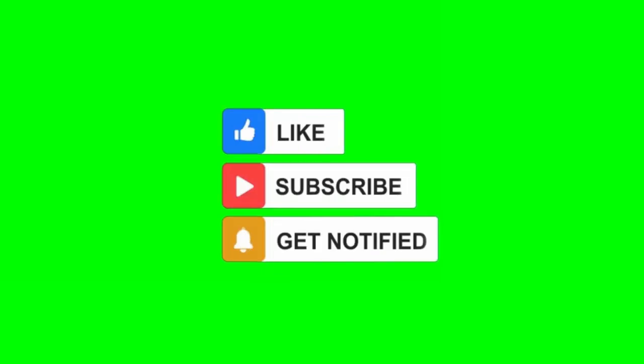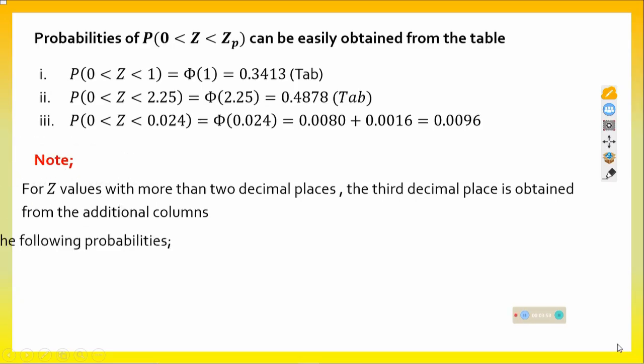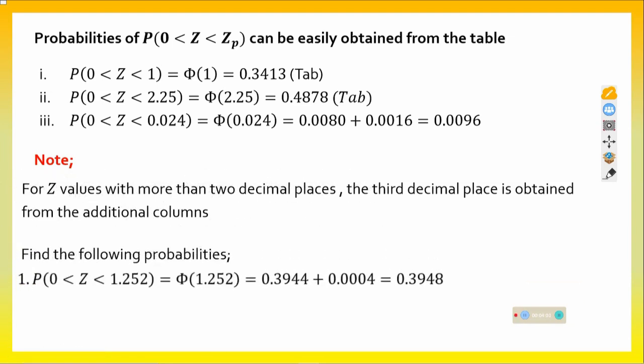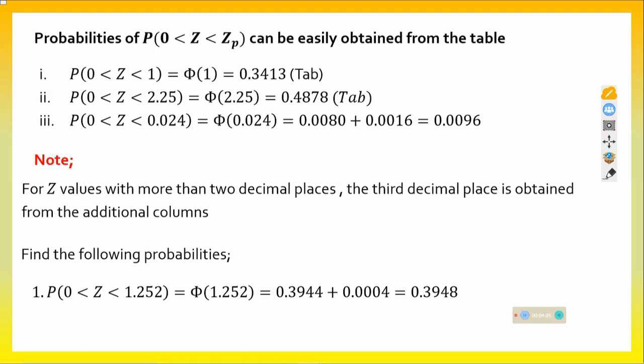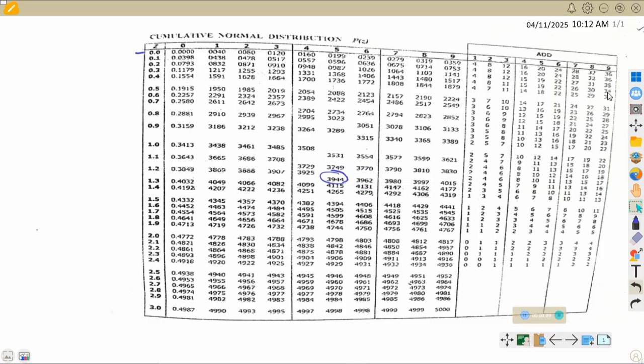Then we can now find the following probabilities. We can easily obtain the probability of 1.252. So the probability of 0 less than z less than 1.252 can also be easily obtained from the table, and let us see how best we can obtain that.